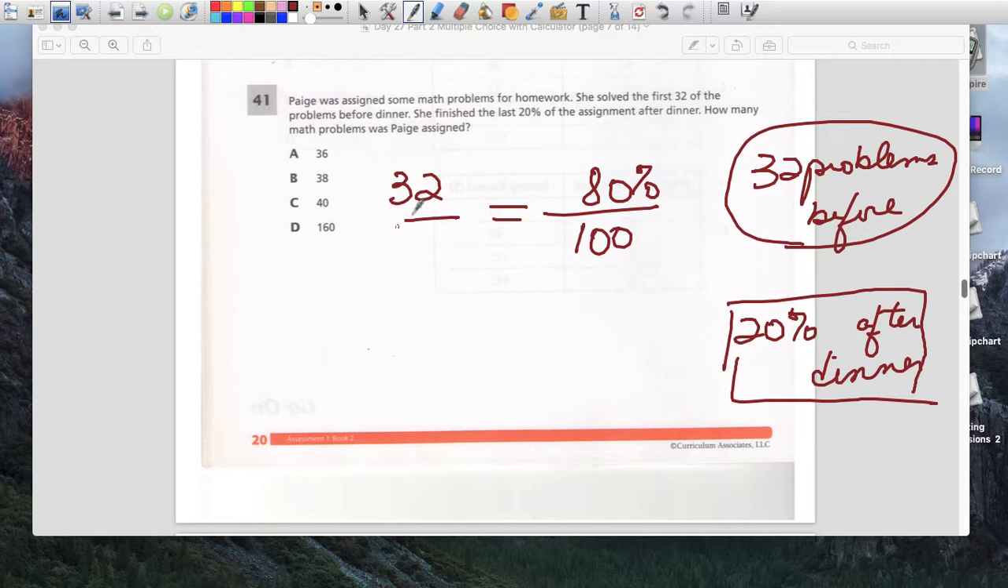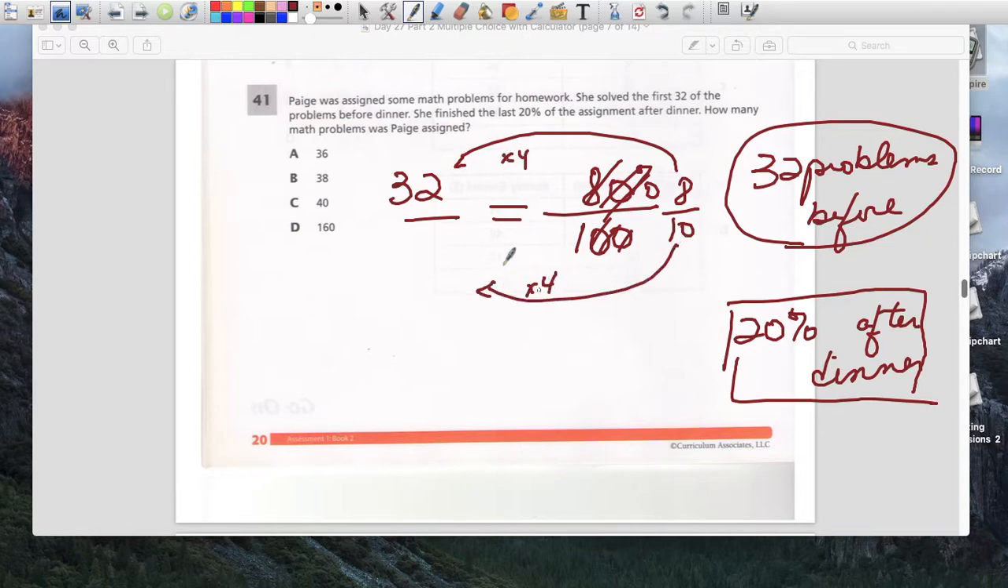So I want to find the total. 32 problems represent 80% of the problems. What's the total? So a mystery number stays here. Is there a relationship? No, but I can reduce this to 8 over 10. Divide by 10, divide by 10. And now there is a relationship. Times 4, times 4. And that gives us 40. Well, the only one that's correct is C. This one's a little tricky in understanding that if she's going to finish 20% after dinner, it definitely meant that she finished 80% before dinner. Okay.